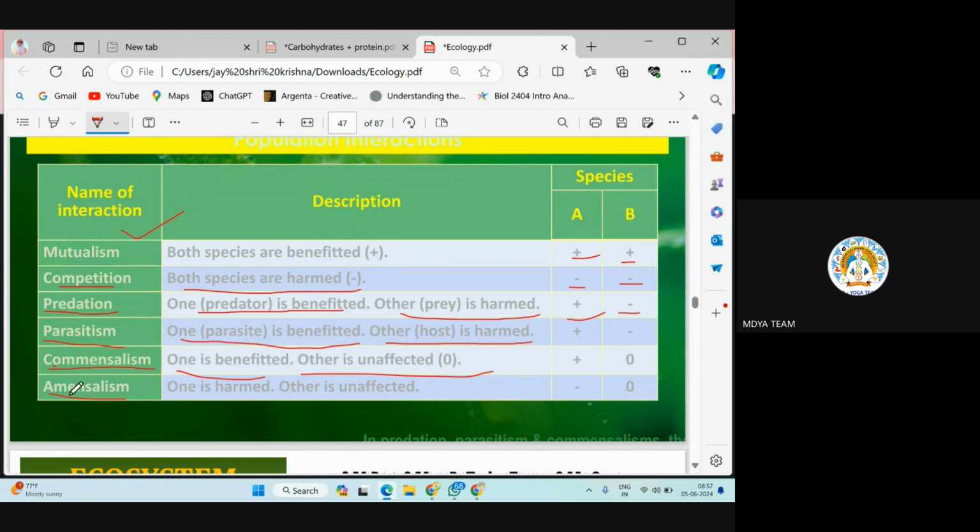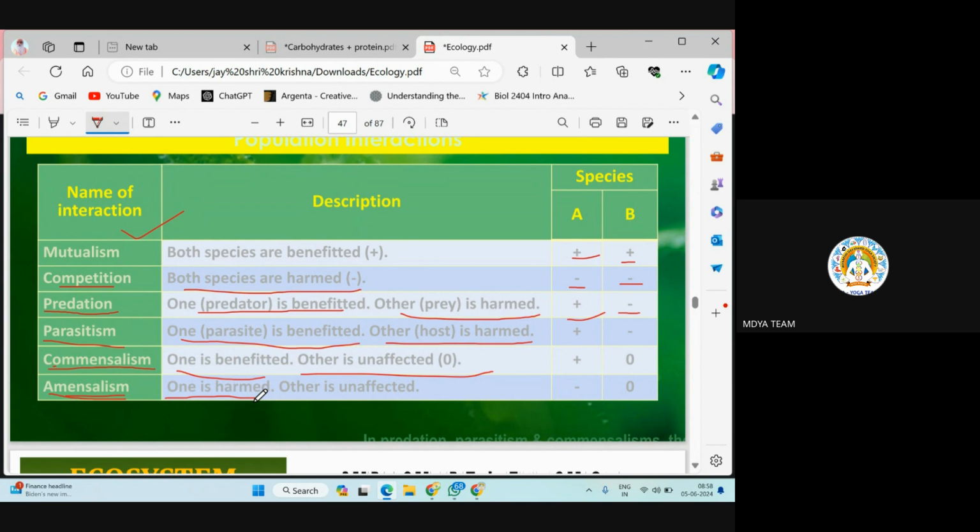Okay, next, amensalism. Amensalism is a kind of relationship in which one will be harmed and the other will be unaffected. I will give one example. Have you seen when a farmer is digging his field with oxen? The cattle, while they walk on the ground, make small holes in the ground, and the insects become visible to the birds, and then the birds eat those insects.